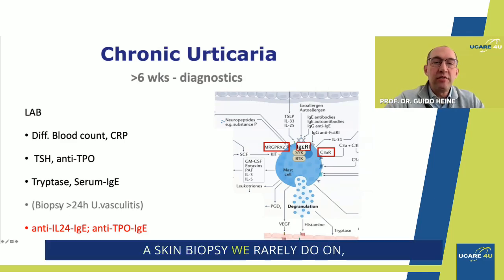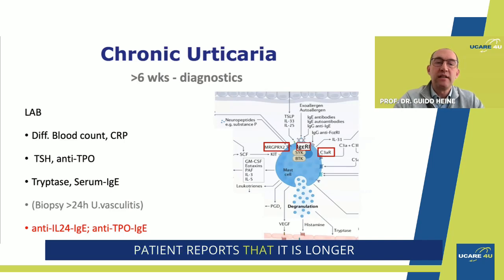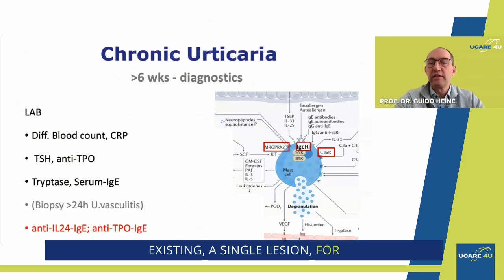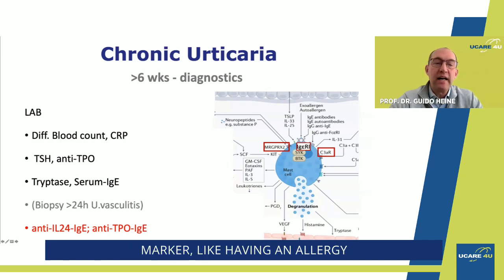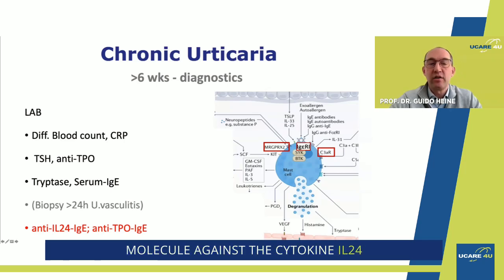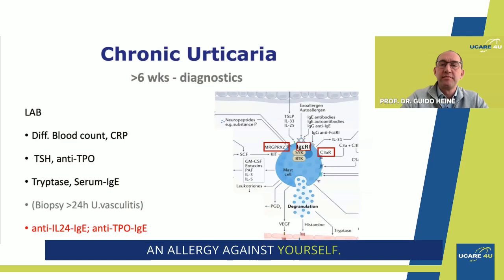A skin biopsy we rarely do on urticaria, only if in some cases the patient reports that a single lesion, for example on the arm, is existing longer on one place, for more than one day, because maybe then it's not an urticaria, but a linked disease, urticarial vasculitis. What we would like to measure is something frequently posted in the literature as a very distinct marker, like an allergy molecule against a cytokine, IL-24, or against TPO, a thyroid hormone-associated molecule. Which is quite surprising, yeah, because it would be an allergy against yourself.